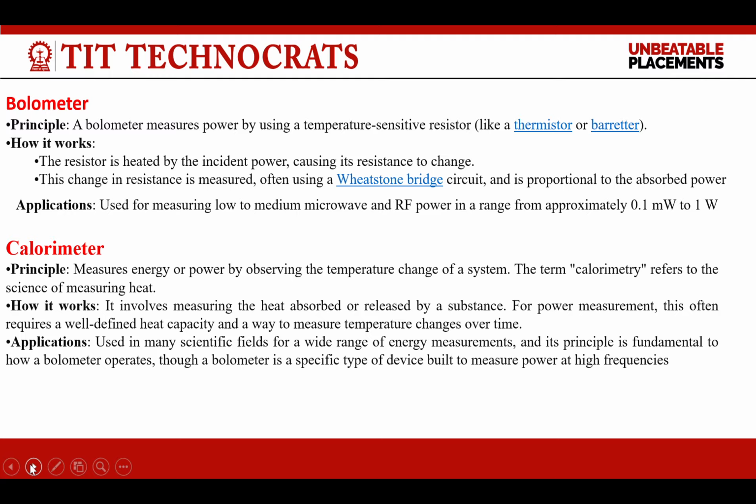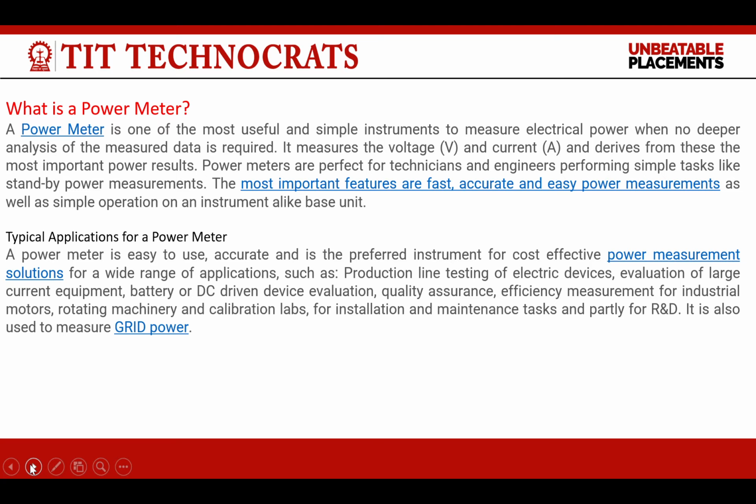And the calorimeter: its principle is to measure power by observing the temperature change of a substance. The term calorimeter refers to the science of measuring heat, and how it works is by measuring the heat absorbed or released by a substance. For power measurement, this often requires a well-defined heat capacity and a way to measure temperature change over time. The application is used in many scientific fields for a wide range of energy measurements. A bolometer, by contrast, is a specific type of device built to measure power at high frequency.